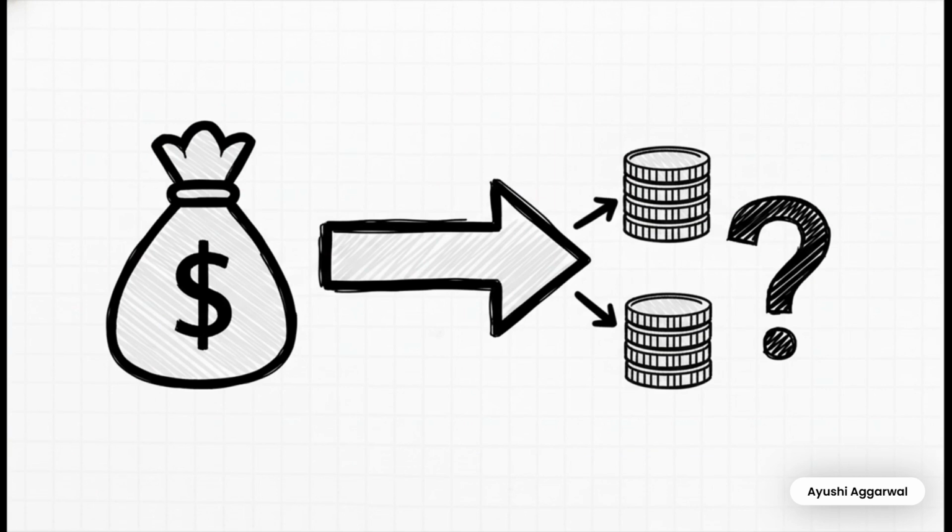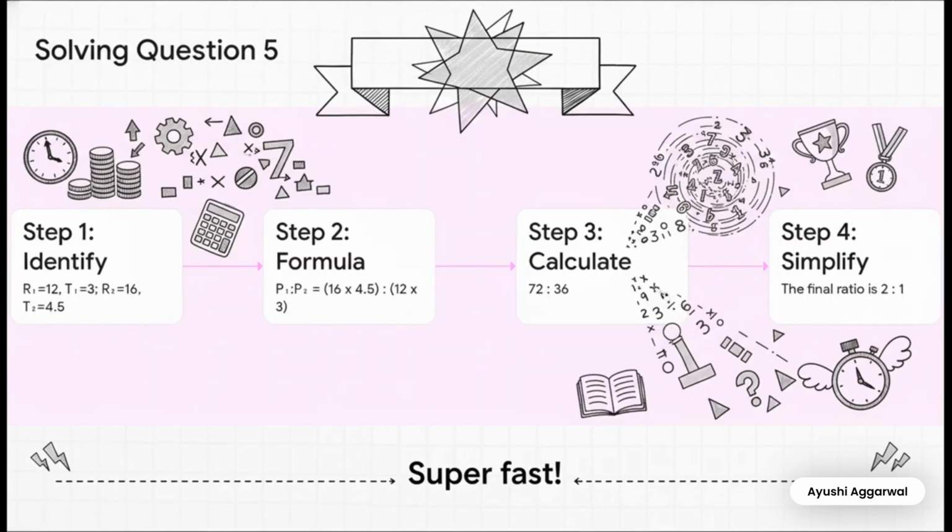Let's level this up just a bit. What happens when they not only ask for the ratio, but also give you a total principal amount and ask you to find the actual value of one of the parts? Let's check it out. The process starts exactly the same. We spot our variables. R1 is 12, T1 is 3, R2 is 16, and T2 is 4.5. We apply our formula. 16 times 4.5 is to 12 times 3. That works out to 72 is to 36, and that simplifies to a nice, clean ratio of 2 to 1.